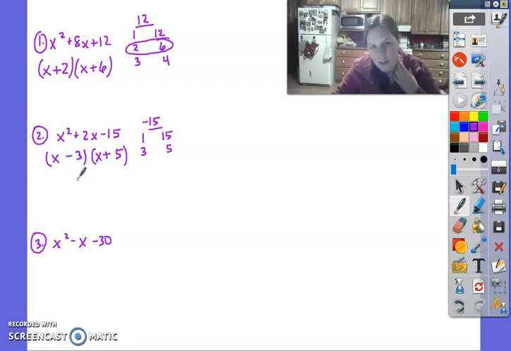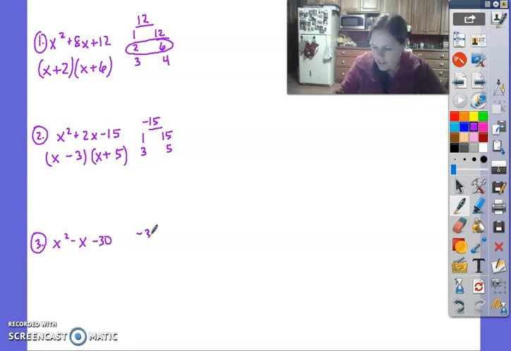And do what I call the eyeball check. You don't have to do a formal check. You don't have to show me the double distribution. I just want you to check, is -3 times 5 -15? It is. Is -3 combined with 5 equal to 2? It is. Then you're correct.